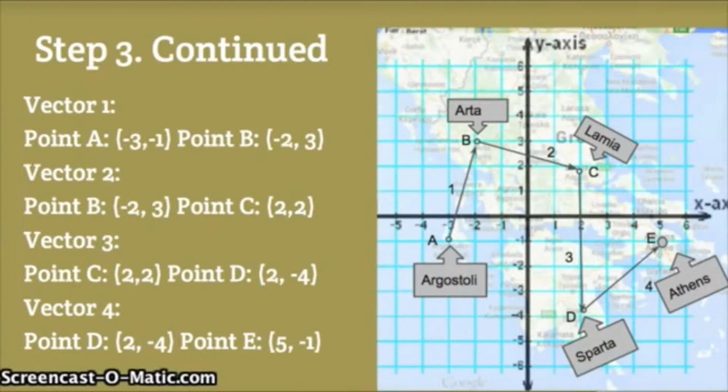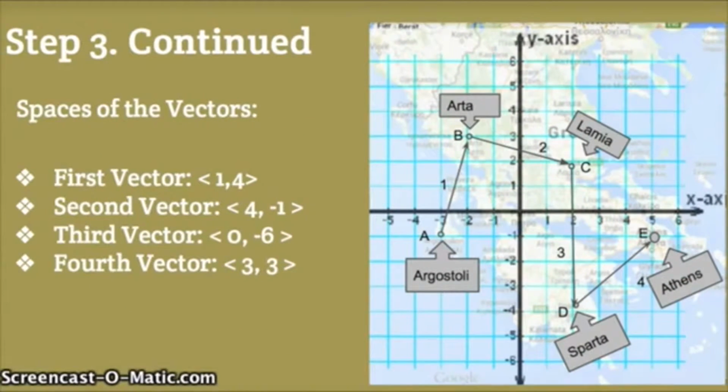Vector 1 has its point A at -3, -1. Point B is -2, 3. Our vector 2 is point B, -2, 3, and point C, 2 and 2. Vector 3 is point C, 2 and 2, and point D is 2 and -4. Vector 4 is point D, 2 and -4, and point E, 5 and -1. These are the points that make up the vectors.